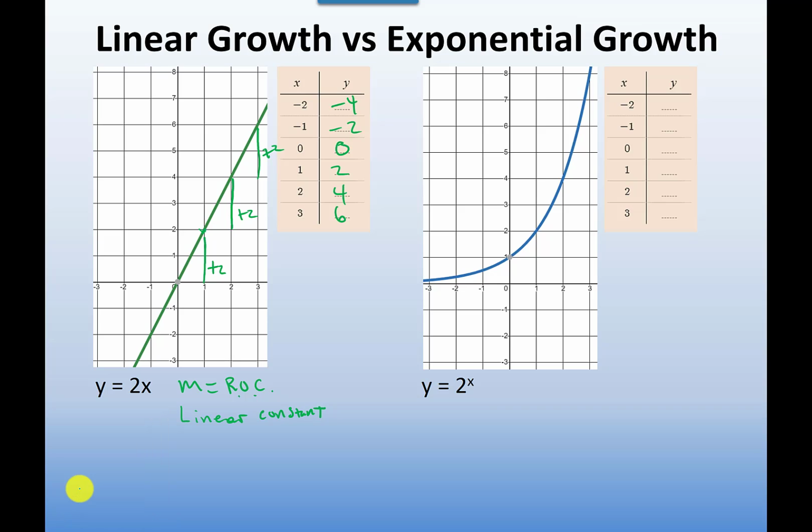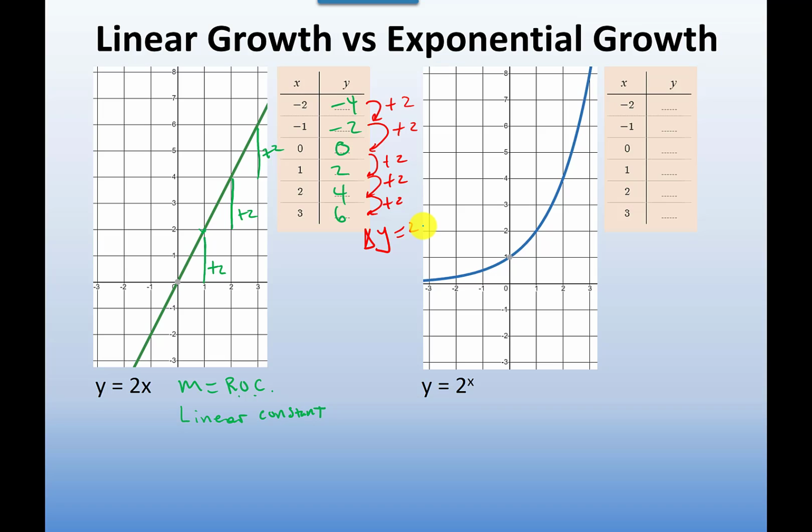We're looking at the tables, and each time x moves 1, we're adding 2. And then x moves from 0 to 1, we add another 2. And we add another 2. And we add another 2. So starting at the beginning, -2, x goes to -1, but the y's get 2 bigger. So there's that constant rate of change. Delta y is a constant. So we've got this change of 2 each time. Delta y equals 2.